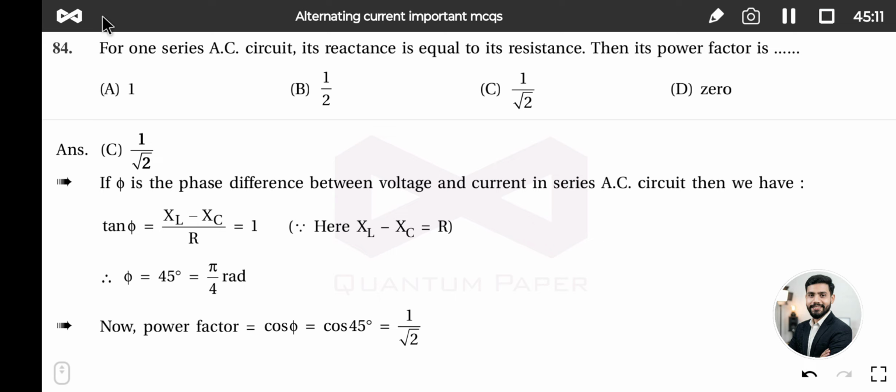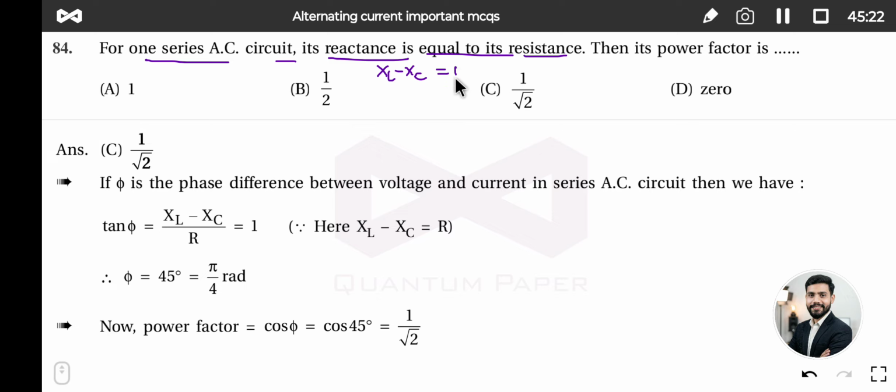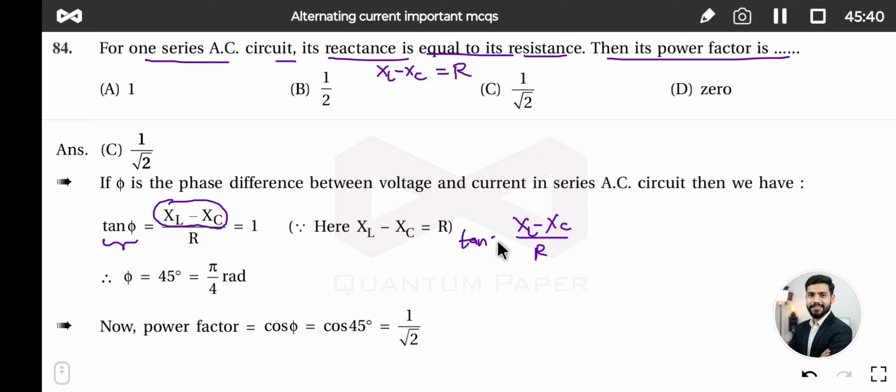Next question is for a series AC circuit. Its reactance, reactance means XL minus XC, is equal to its resistance. That means it is equal to R. Then its power factor is, okay. So the power factor formula is given by tan phi, phase difference formula if you apply, tan phi is equal to XL minus XC upon R. Okay. But it is given that XL minus XC is same as R. So we substitute here, so we will get R upon R, which is equal to 1. So we are getting tan phi is equal to 1.